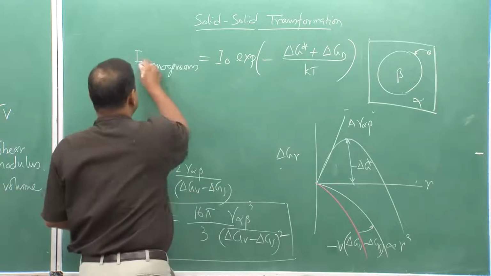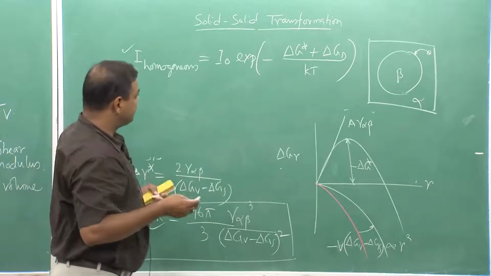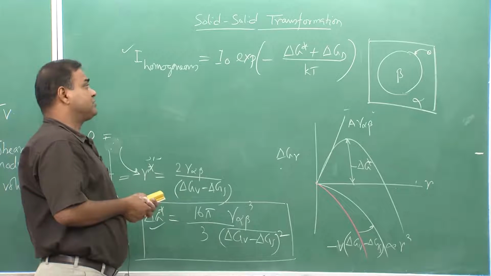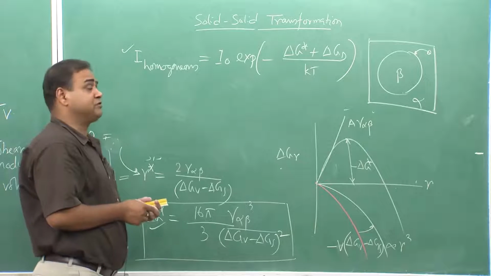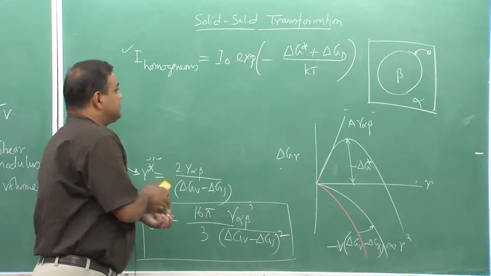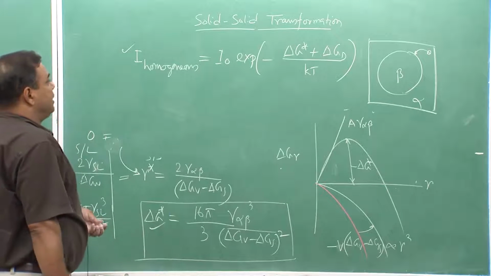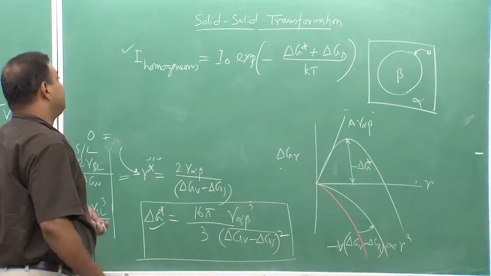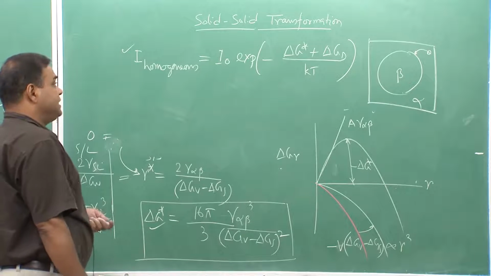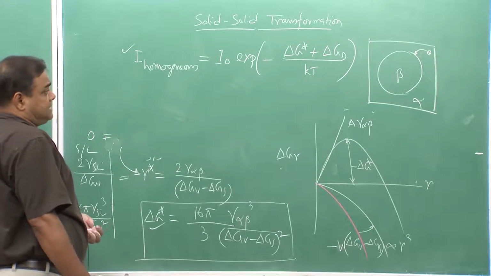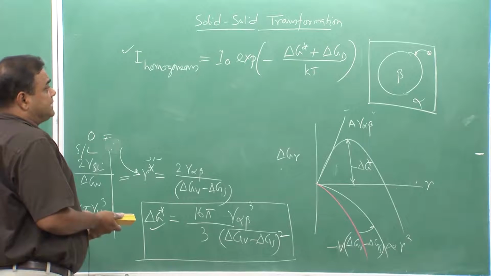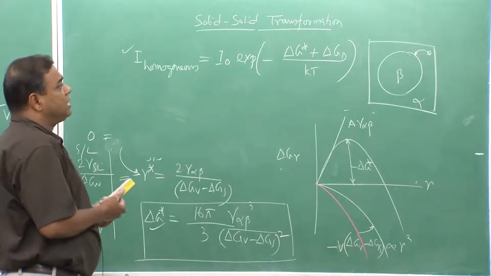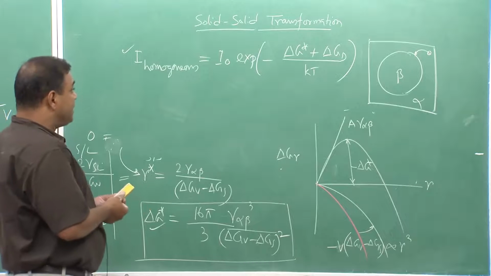Okay. So, the homogeneous nucleation rate has a similar expression to what we had in the case of solid-liquid transformation. Okay. So, now this is about homogeneous nucleation in the case of alpha beta transformation, and that too happening at a temperature below the equilibrium temperature. Okay.